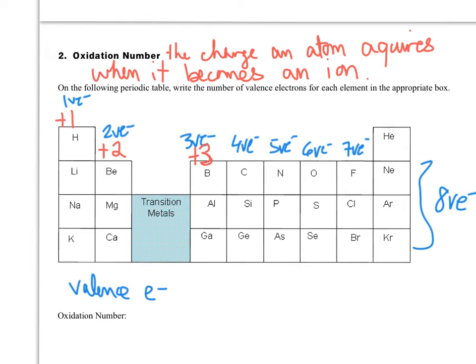Let's look at the carbon family. The carbon family has 4 valence electrons. So carbon could either lose those 4 to become like helium or gain 4 to become like neon. It's just as easy to lose 4 as it is to gain 4, and so that's why we say these are plus or minus 4.